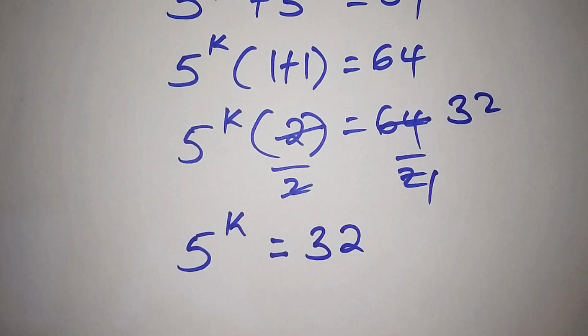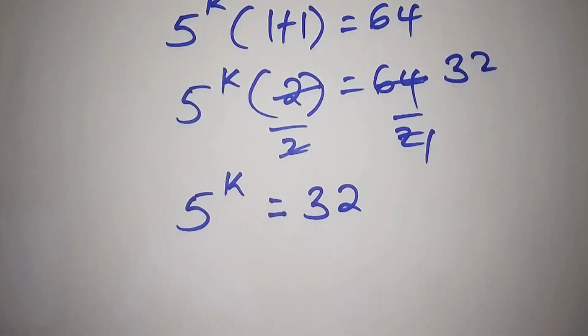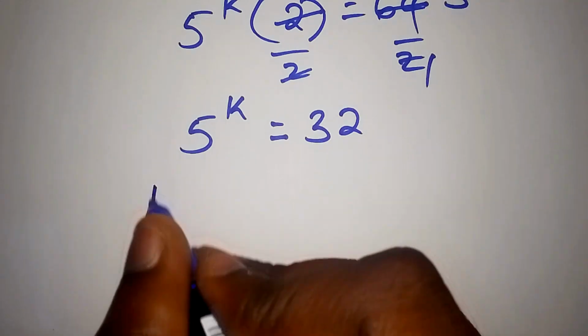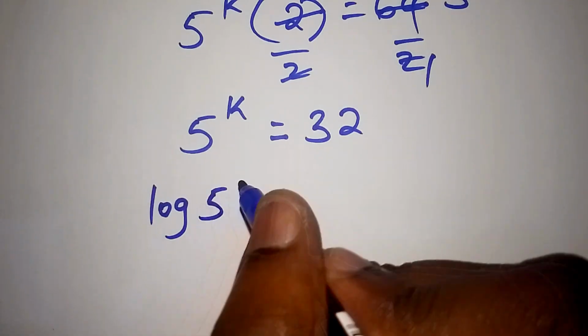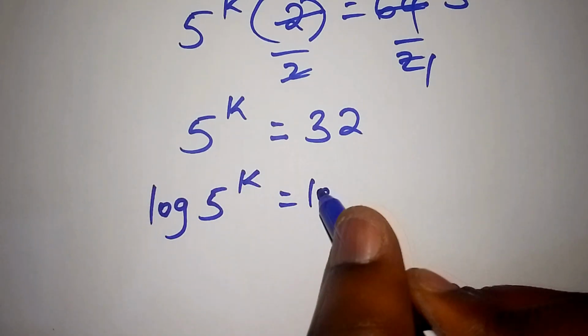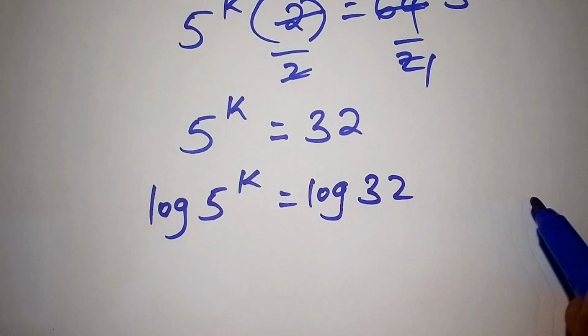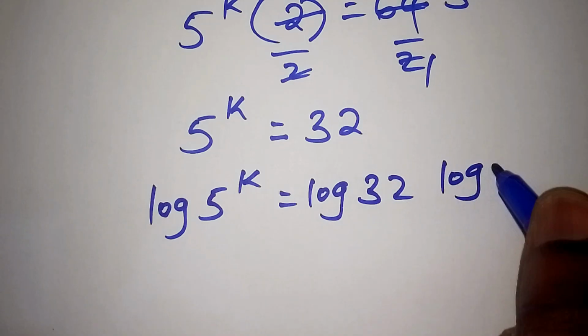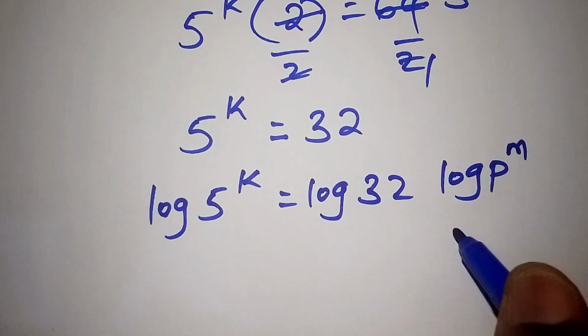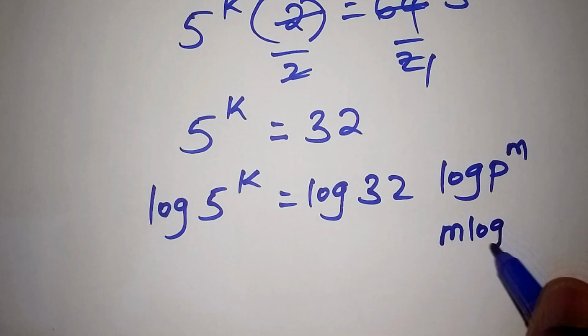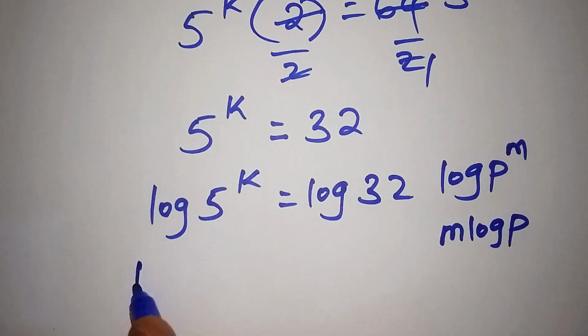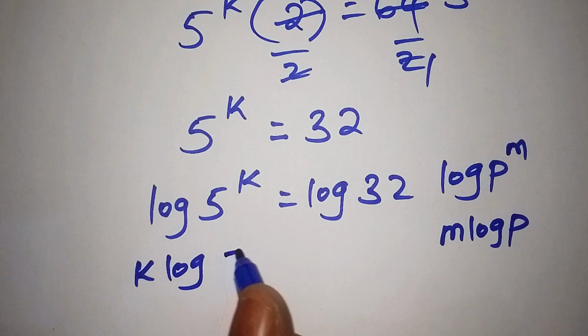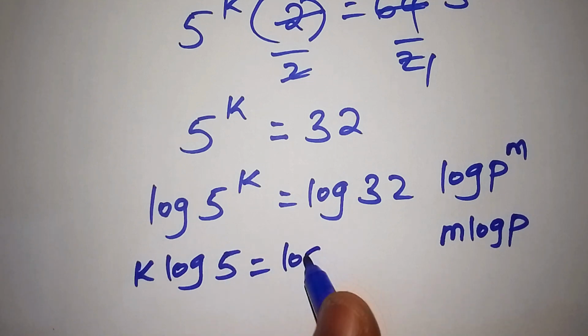The best way to get the value for k is to introduce the log on both sides. So that means we shall now have the log of 5 to the power of k is equal to the log of 32. Assuming that we have the log of p to the power of m, this can be written as m times the log of p. So here we shall have k log 5 is equal to log 32.